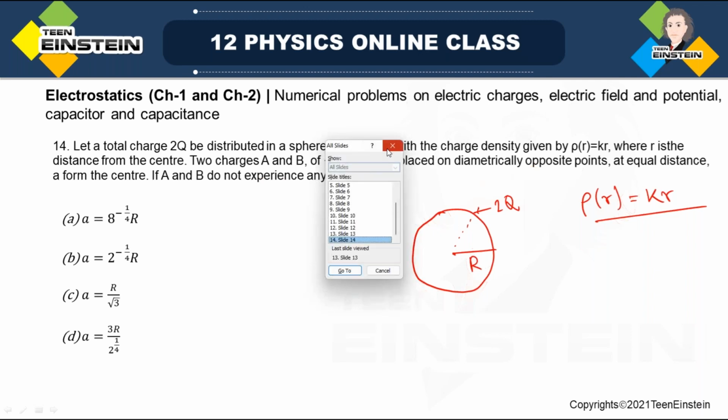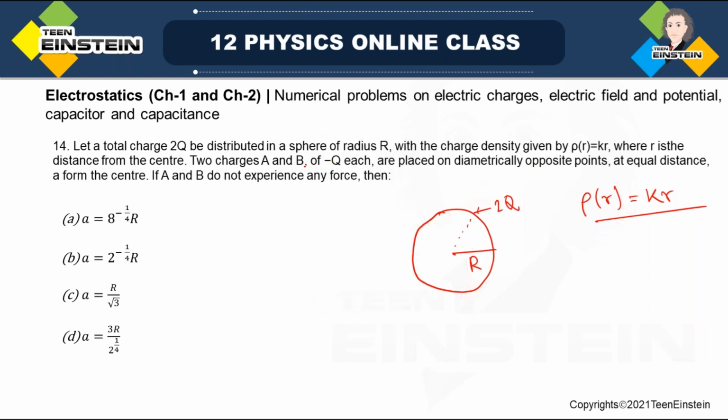Now two charges A and B of minus q each are placed at diametrically opposite points at equal distance from the center. Okay, so it is, I think, distance a. This is from the center. If A and B do not experience any force, then what is the value of a? You have to find out.